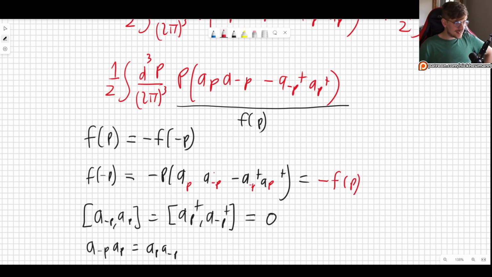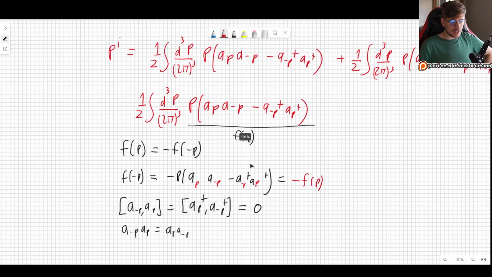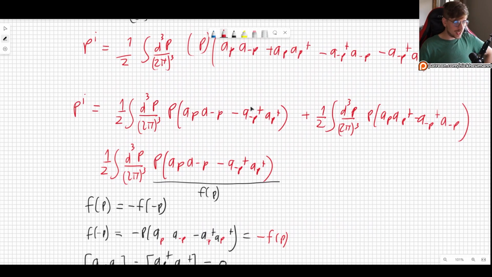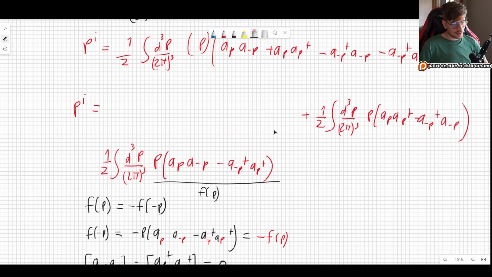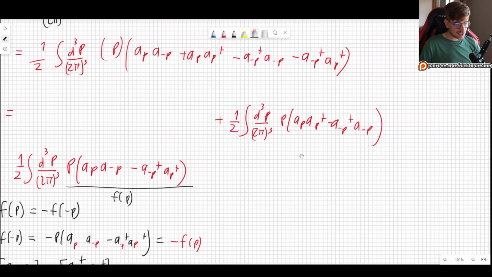So that is exactly the condition for this function being odd. So that means we're integrating an odd function over an asymmetric interval. So this entire thing here is simply 0. Okay, so now this is the expression that we have.